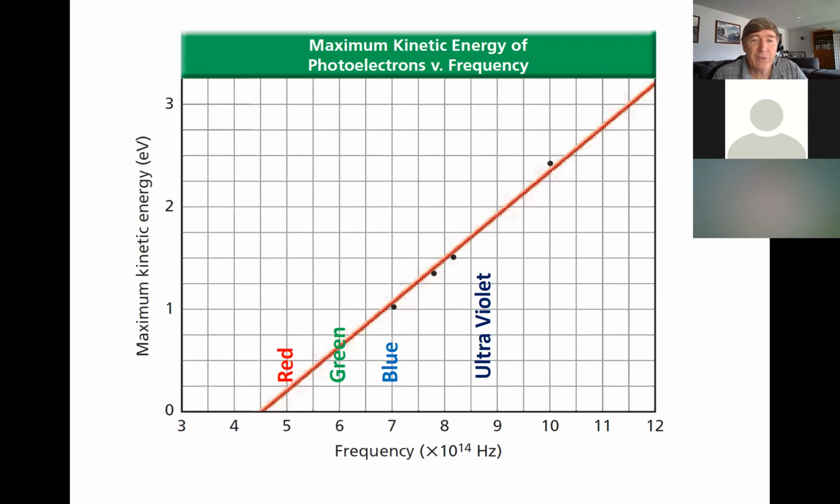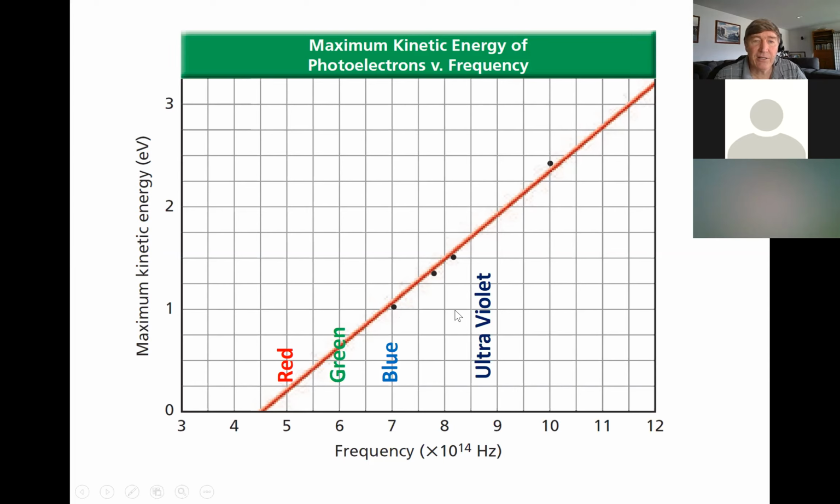So what we're doing here is we have plotted the kinetic energy that an electron has as a function of frequency of the incoming light. Okay, so we start with red light and we get relatively low energy. Go to green, we get more energy. Go to blue, we get more energy. When you go to ultraviolet, that's when you really start getting a lot of energy. Okay, so this is the curve that you get if you measure the energy of the electrons as a function of the frequency of the light.